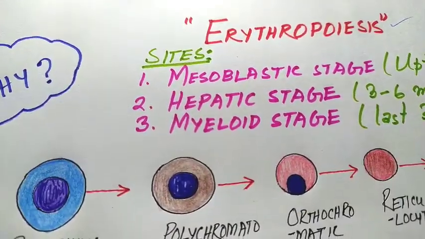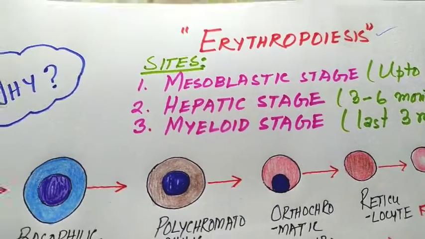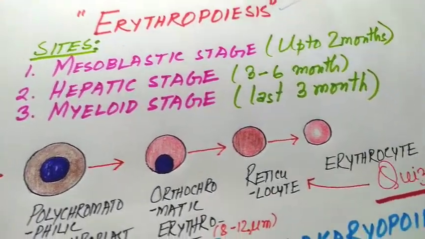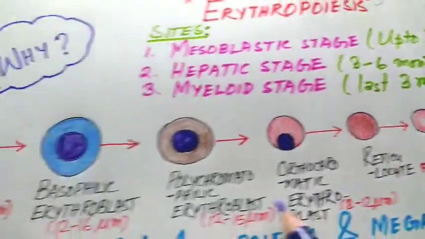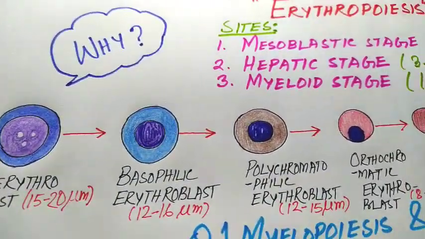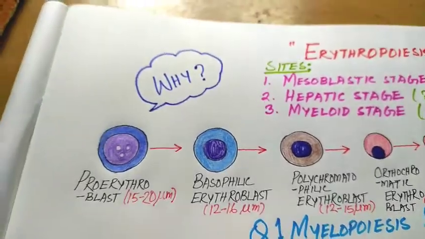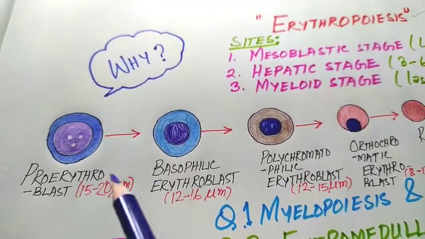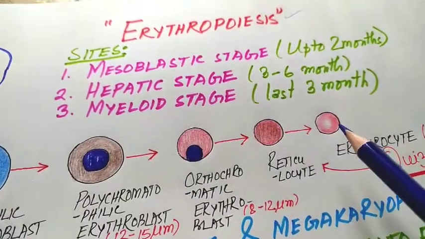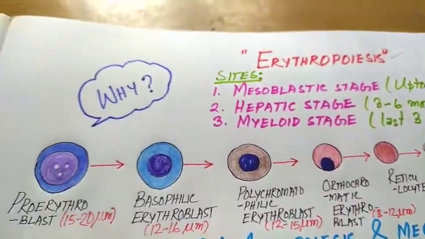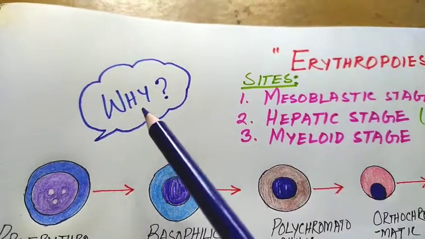Now, what is erythropoiesis? Erythropoiesis is the process of formation of mature erythrocyte or mature RBC from the precursor cells. So this is a process by which an RBC matures from its primitive precursor state to the most mature form. Now, why is there a need for erythropoiesis?